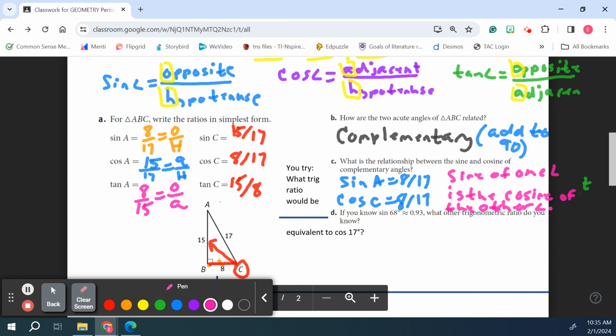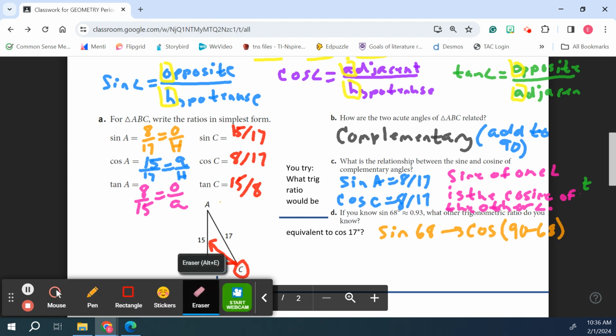All right, letter D. Any questions on that? Is anybody still writing that down before I move on? Okay, letter D. If you know the sine of 68 degrees is approximately 0.93, what other trigonometric ratio do you know? All right, so here's what they're saying. They're telling me the sine of 68. That's what I'm going to focus on. Remember, the sine of one is the cosine of the other. So in order to find that cosine part, we're going to take 90 and subtract it from 68. What's 90 minus 68? Jeez, this thing's just not cooperating with me today.